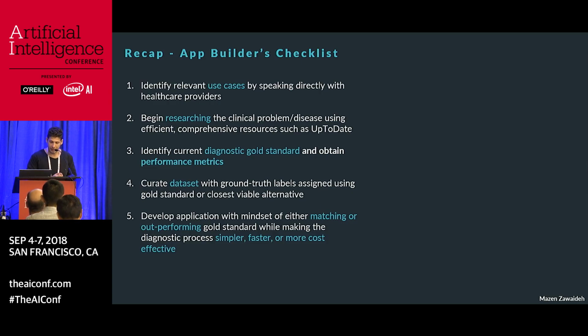Make sure you curate a data set with ground truth labels that are assigned using the gold standard so you don't have fuzzy labels, you have really strong labels. And then develop the application with the mindset of either matching or outperforming the gold standard while making the process potentially simpler, faster, or more cost-effective.